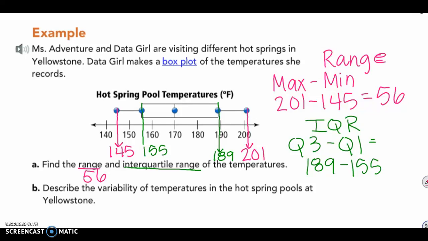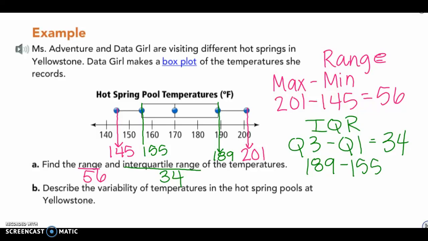For the range, you would have your maximum minus minimum. 201 minus 145 gives you 56. Interquartile range is Q3 minus Q1, so that's 189 minus 155, which gives us our interquartile range of 34.